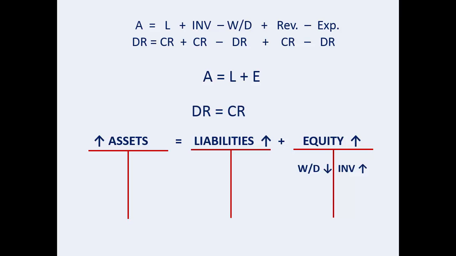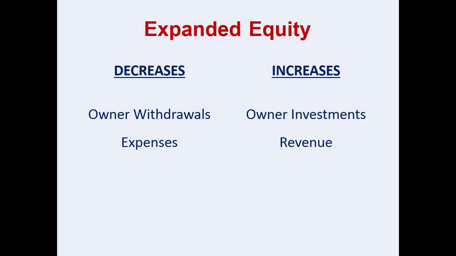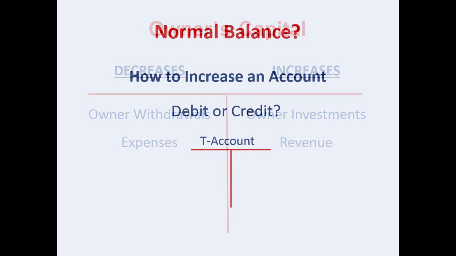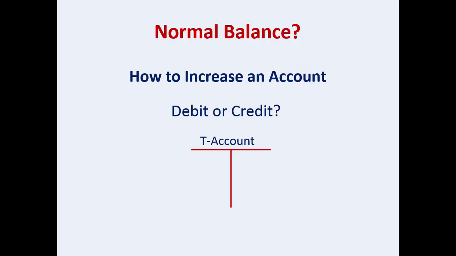Equity increases with investments, decreases with withdrawals. Revenue increases equity, expenses decrease equity. There are four components. Remember the two that increase equity and what decreases equity, and that's where it goes on your T account. Investments and revenue will increase it. Owner's withdrawals and expenses will decrease it.